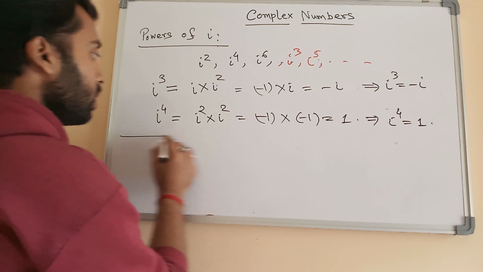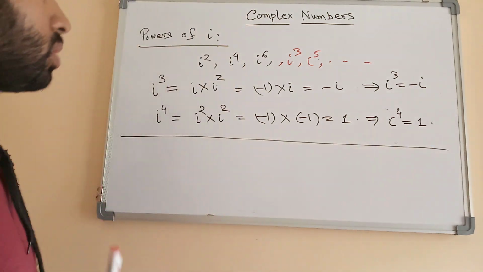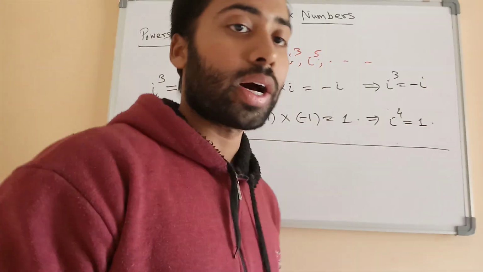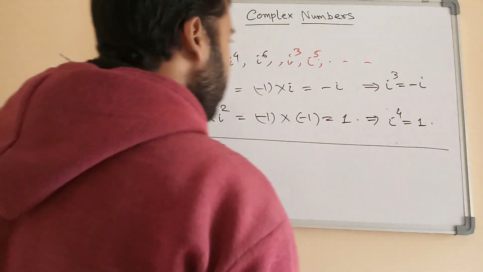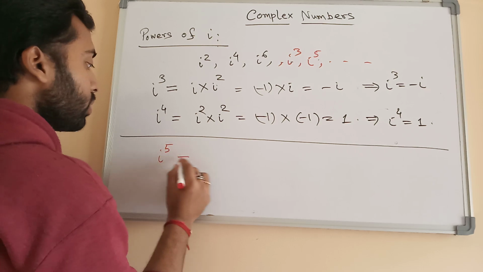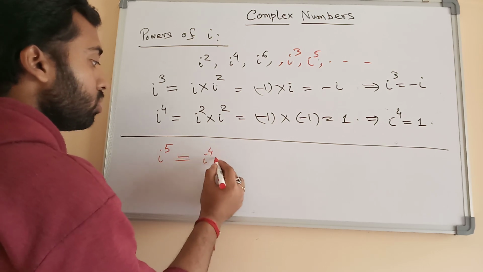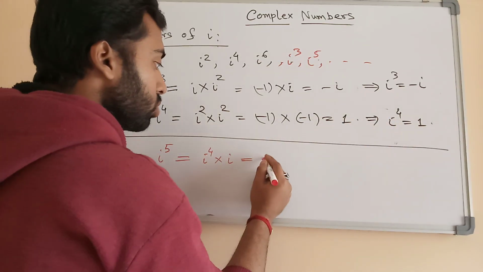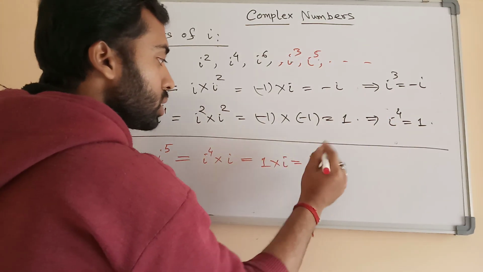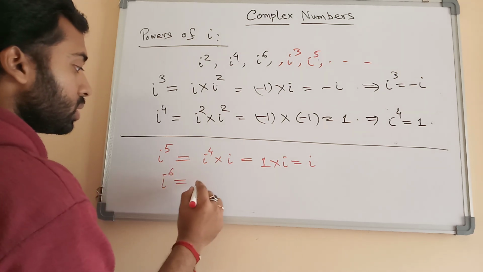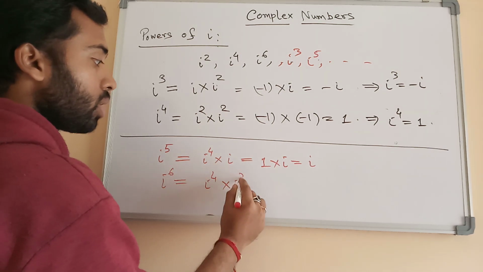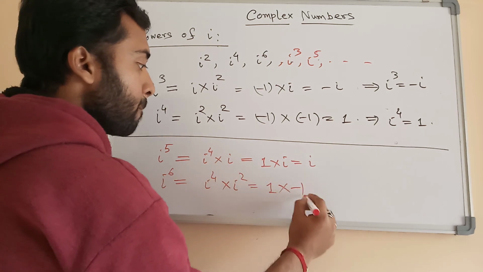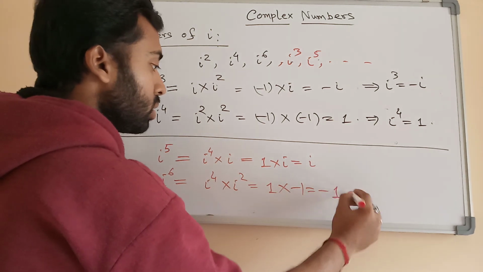Again, we can find the value of i to the power 5, i to the power 6 and more higher powers of i. So let's try to find i to the power 5 first. i to the power 5 equals i to the power 4 into i. So i to the power 4 is 1, so 1 into i, which is i. i to the power 6: this is i to the power 4 into i square. This is 1 and this is minus 1, that is coming as minus 1.